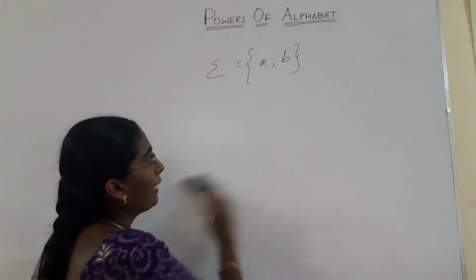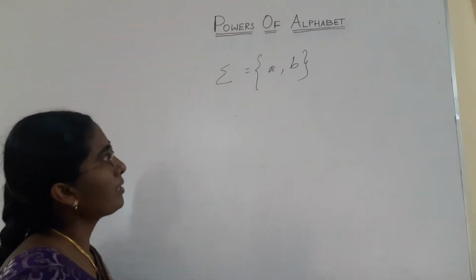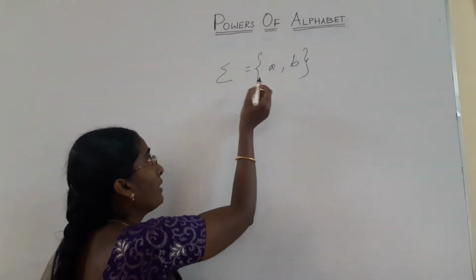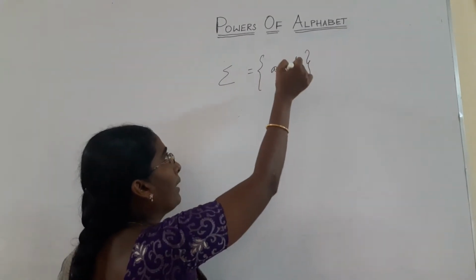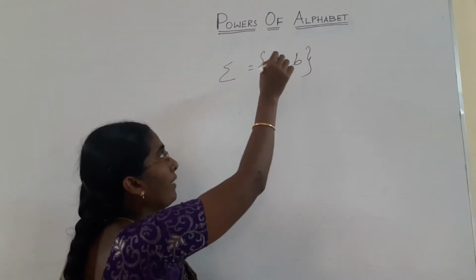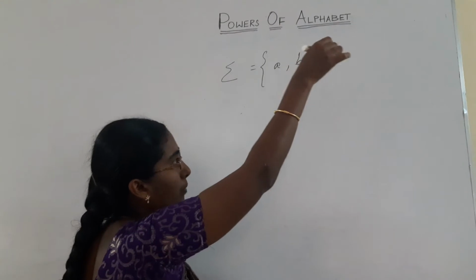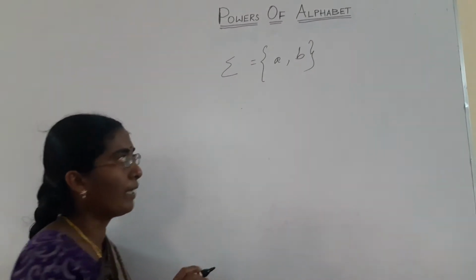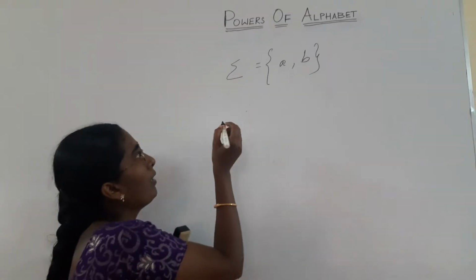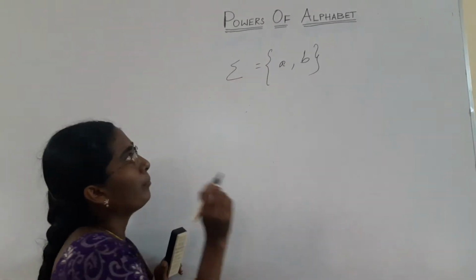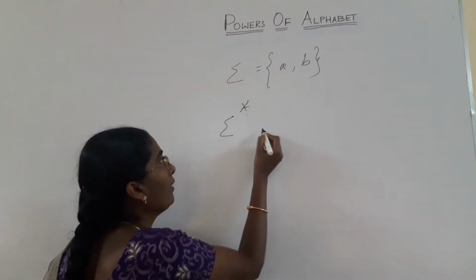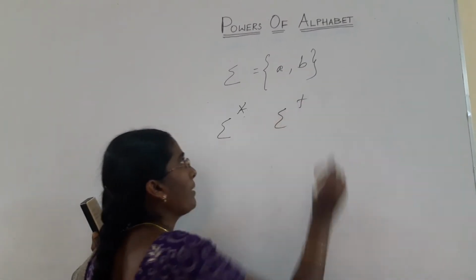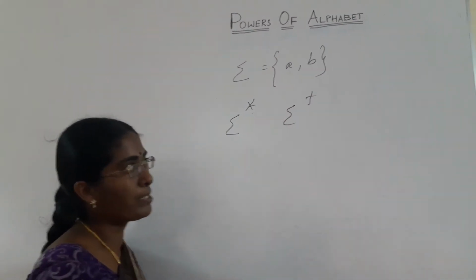So the alphabet is defined using the symbol called summation. It is represented using set brackets, and within the set brackets we write the symbols a comma b comma c, any number of alphabet symbols, right? And the next topic is powers of alphabet. For powers of alphabet, first we will see summation star and summation plus. What is summation star and what is summation plus?